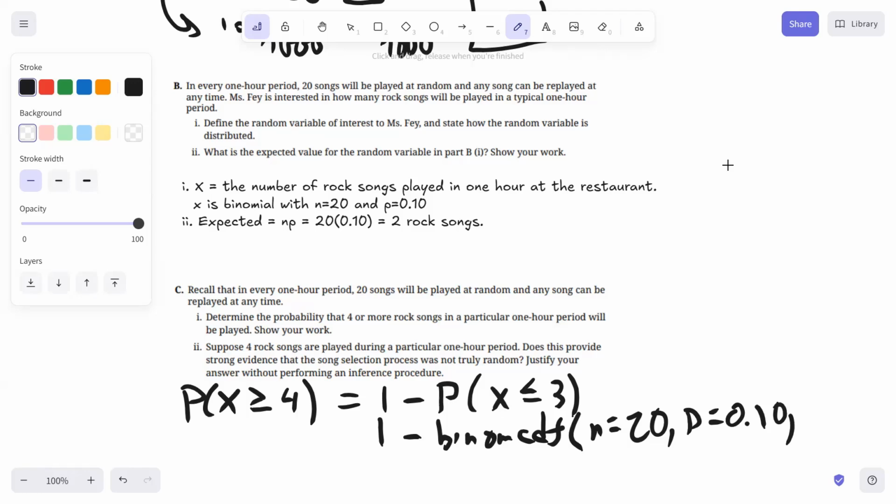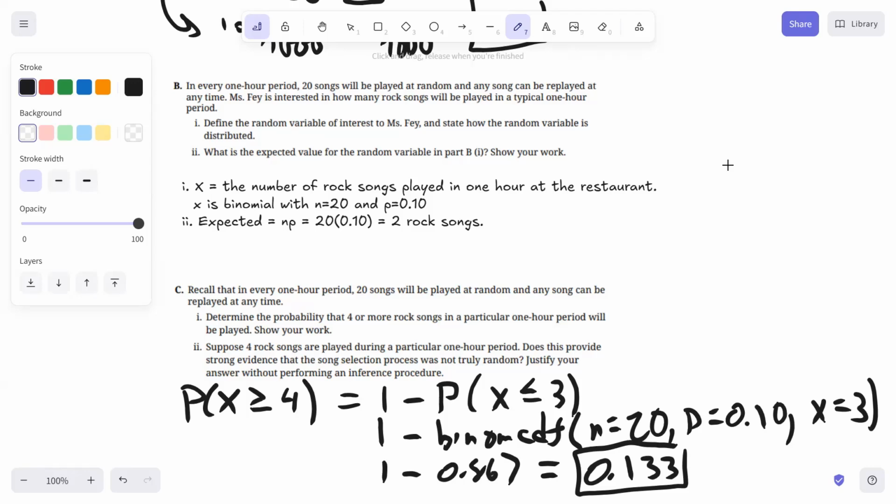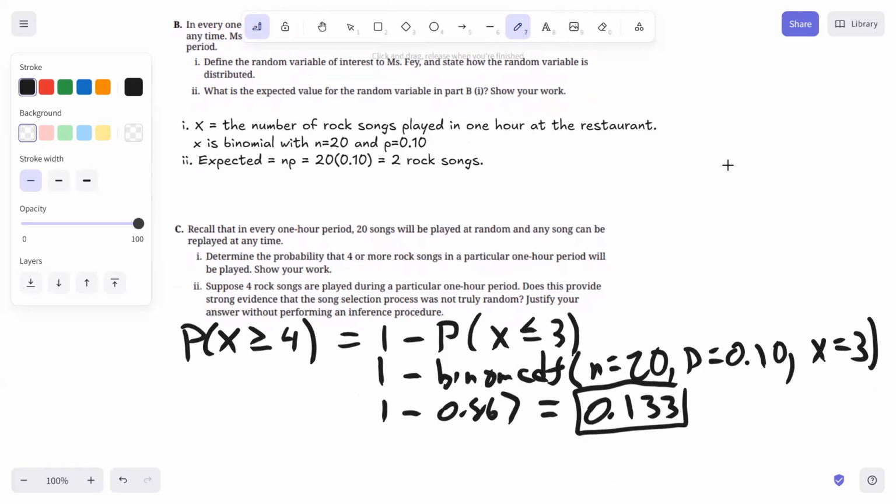and x equals 3. This would give you 1 minus 0.867, which is 0.133. So even if you do the binomial CDF on your calculator, you still have to write down the notation there to get full credit. Part 2, suppose 4 rock songs are played during a particular 1-hour period.